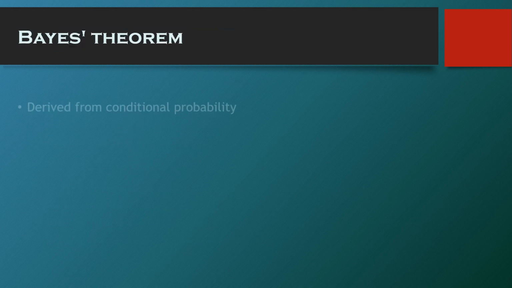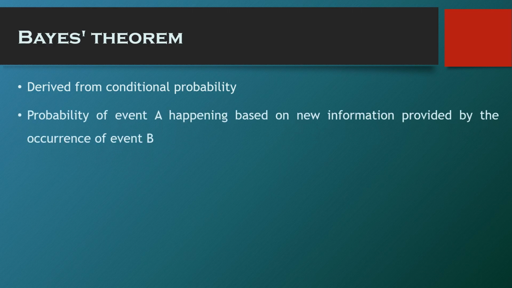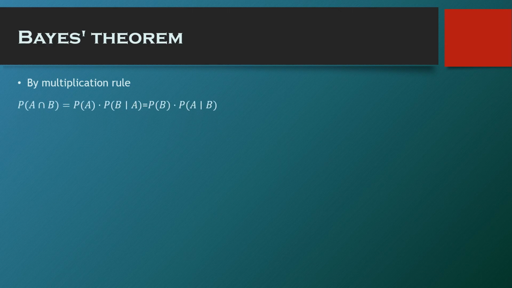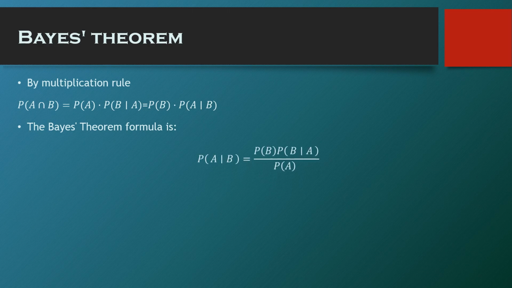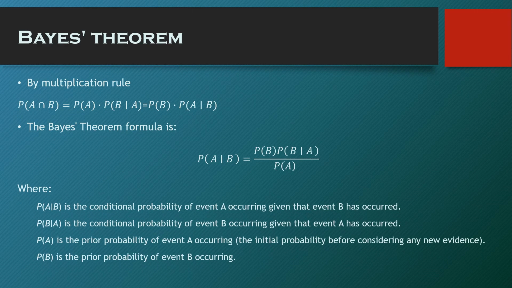Bayes theorem is derived from the conditional probability. It is the probability of event A happening based on new information provided by the occurrence of event B. By conditional probability, the probability of occurrence of both A and B is equal to the product of the probability of A and the probability of B given A, or it is equal to the product of the probability of B and the probability of A given B. From this, the Bayes theorem formula for the conditional probability of A given B is the ratio of the product of probability of B and probability of A given B to the probability of A. P of A is the initial probability before considering any new evidence.